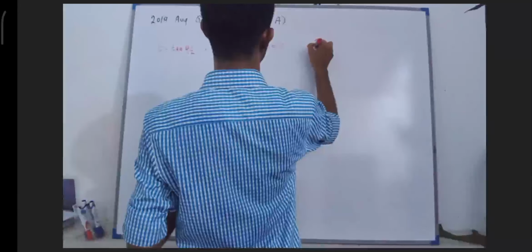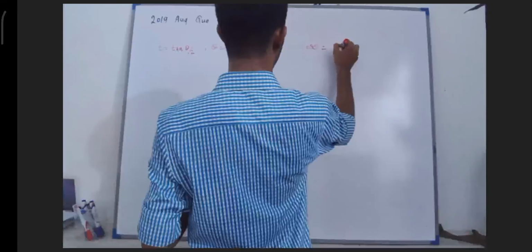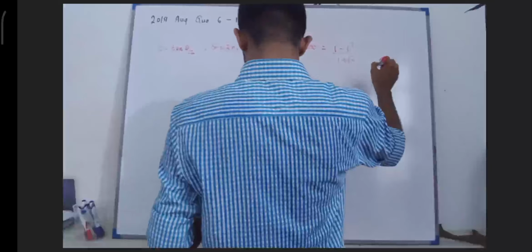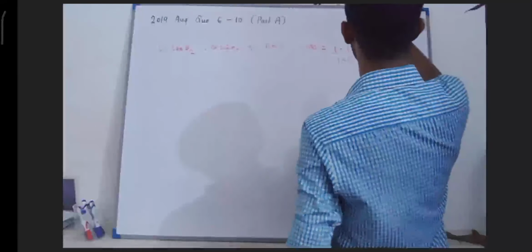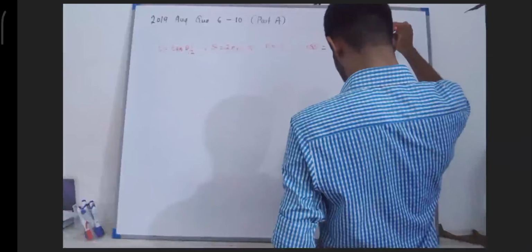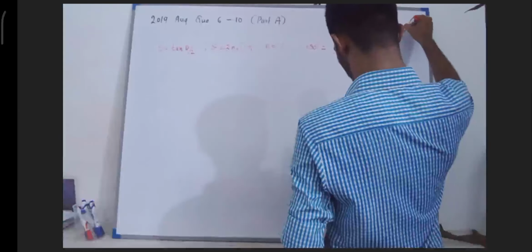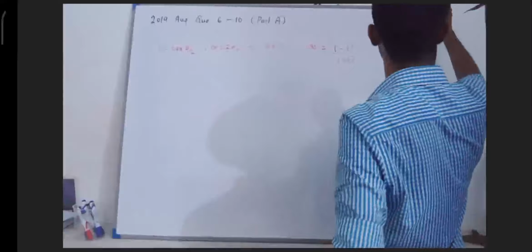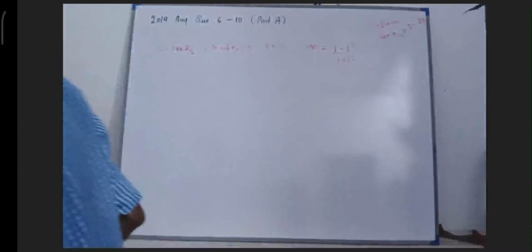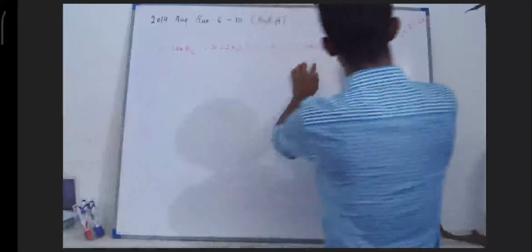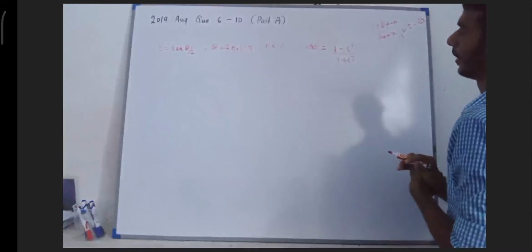Show that cos theta is equal to 1 minus t square over 1 plus t square, and deduce that tan pi by 12 is equal to 2 minus square root of 3. So this is the question. This is also a very simple one. Now if you look at cos theta, I have 1 minus t square over 1 plus t square.